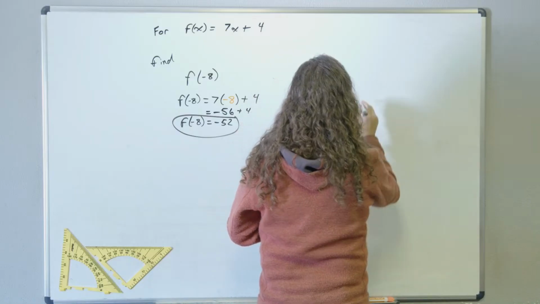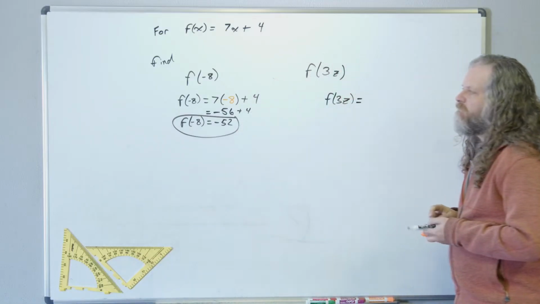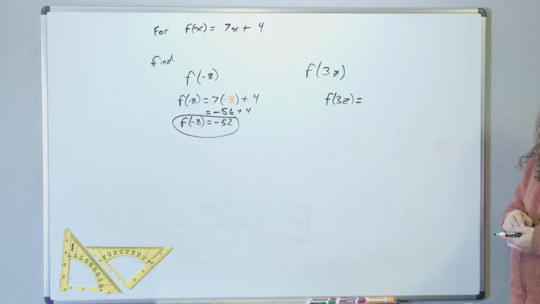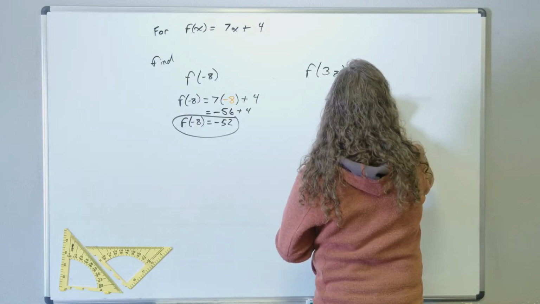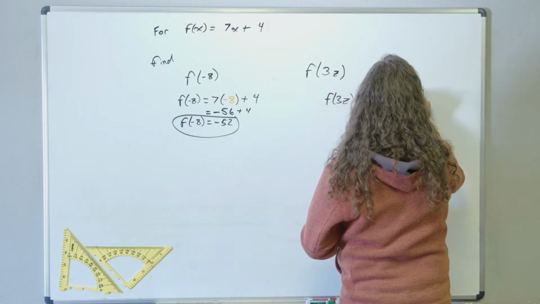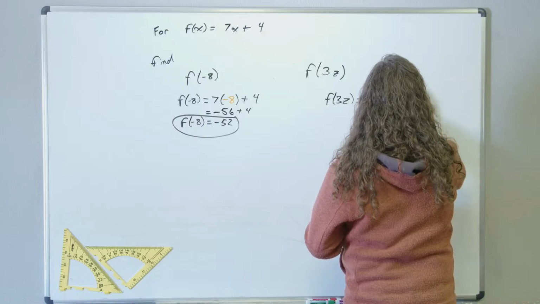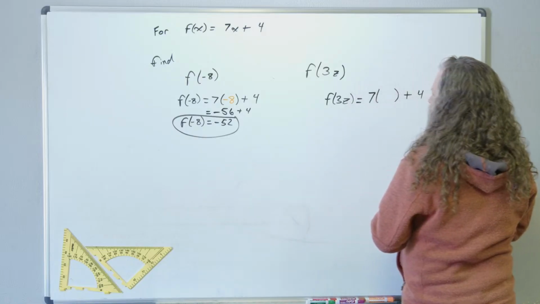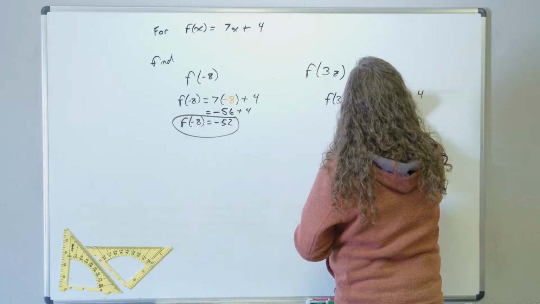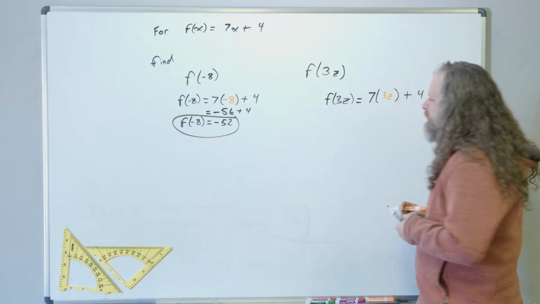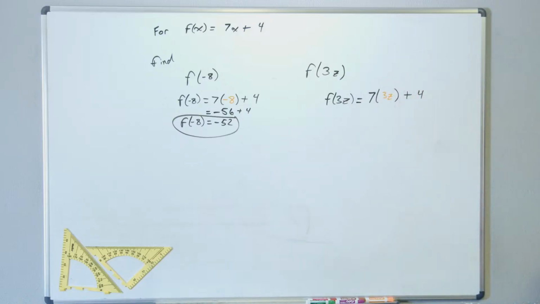Oh, so it's like find f when x equals, but yes. f when f equals 3z. Oh, gotcha. Yeah. What's 7 times 3z? 21z.